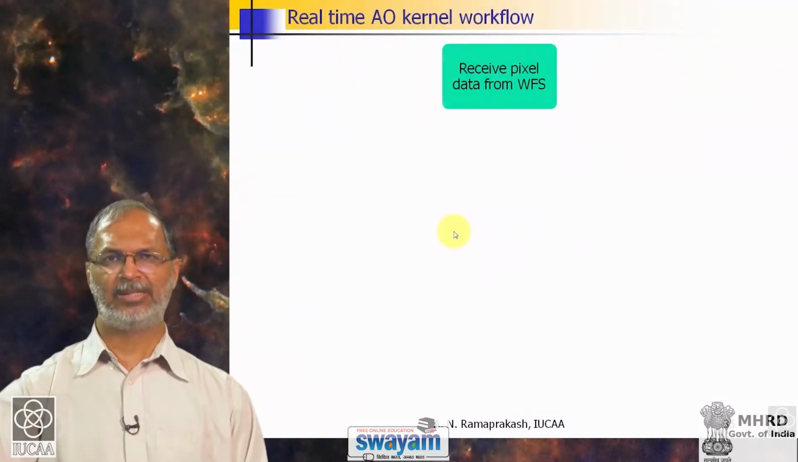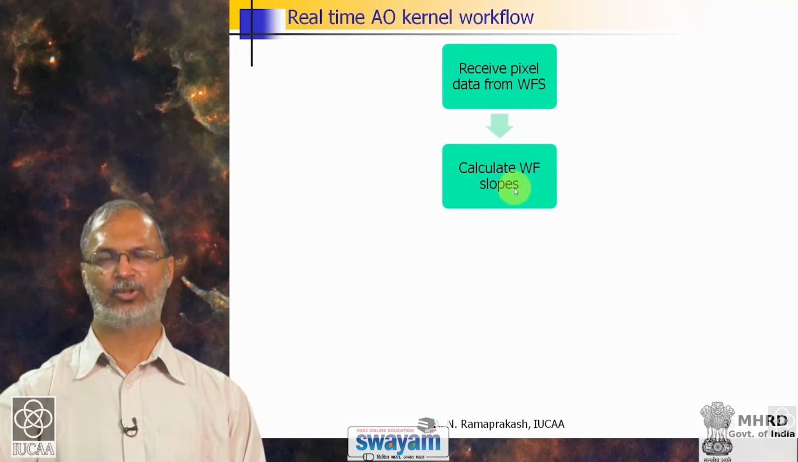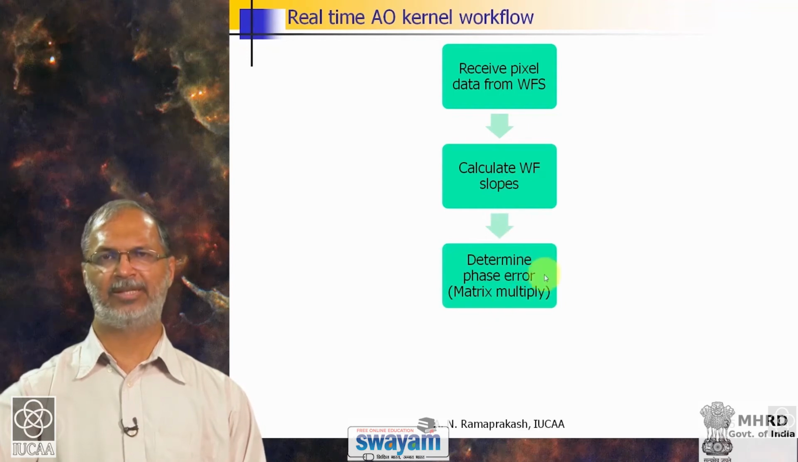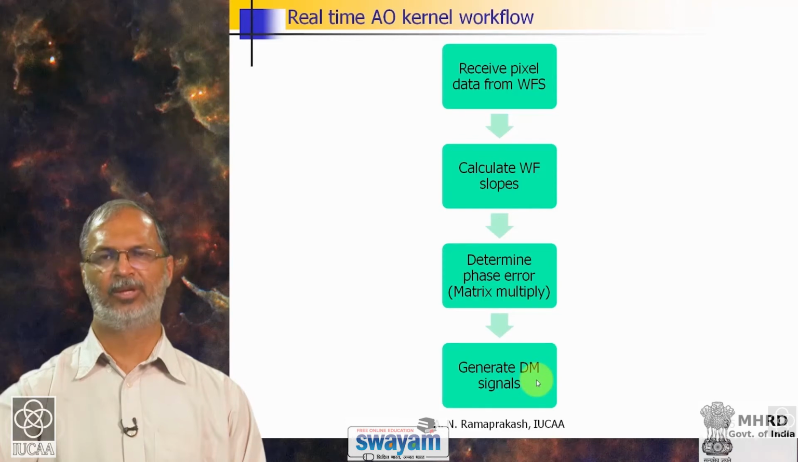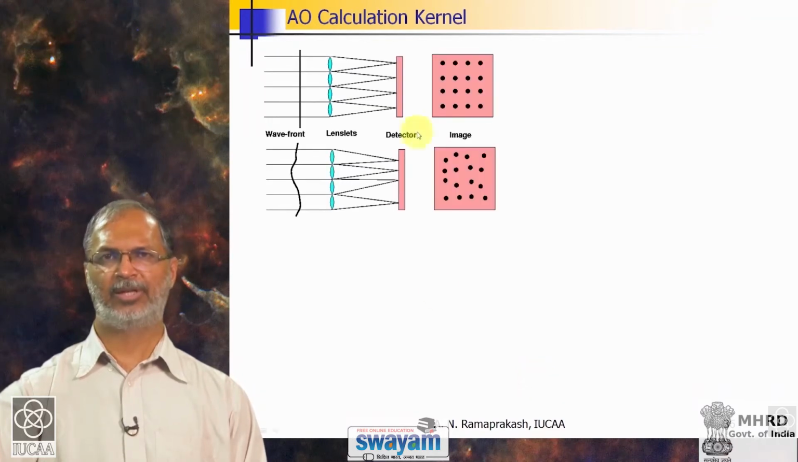Now, as I explained here, just capturing the main steps of an AO system, you have to receive the information from the wavefront sensor. You have to calculate the instantaneous slopes at each of those lens apertures, determine the phase error and reconstruct the shape of the wavefront, and generate DM signals, deformable mirror signals, so as to change the shape of the deformable mirror to instantaneously compensate for the distortion. And that whole system is called an adaptive optics system.